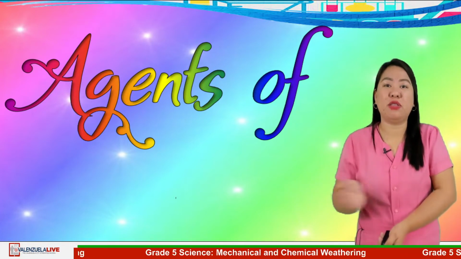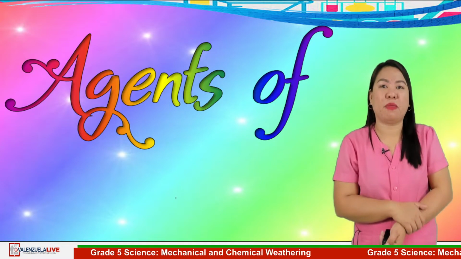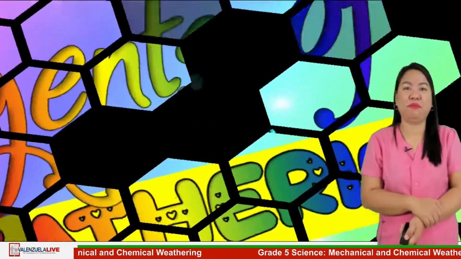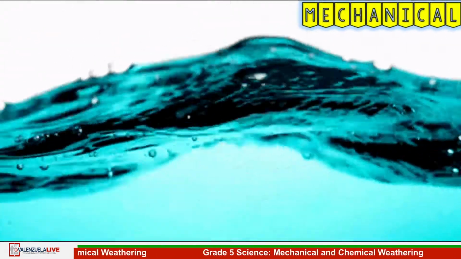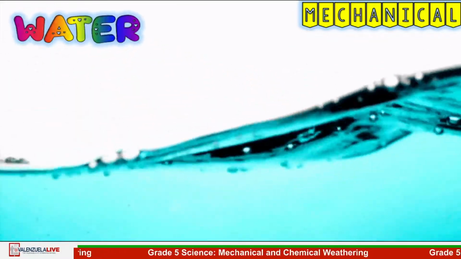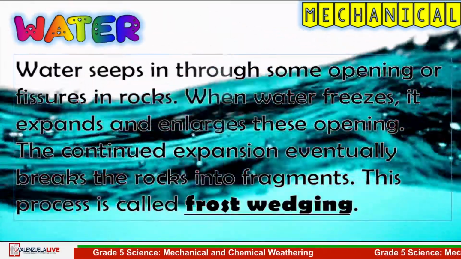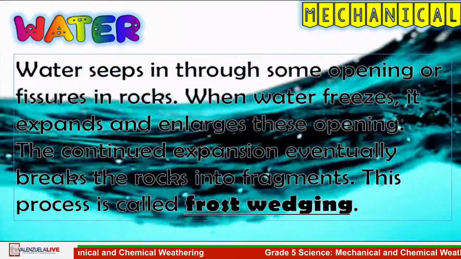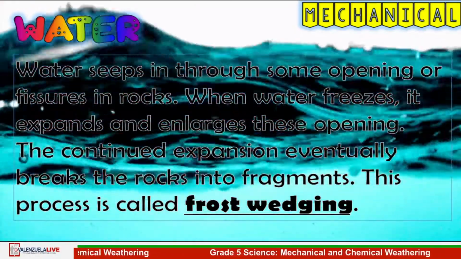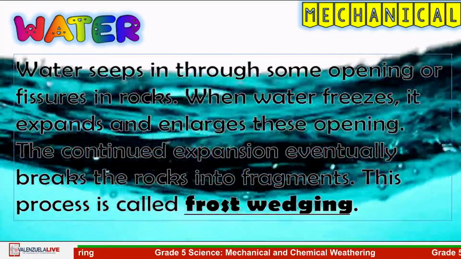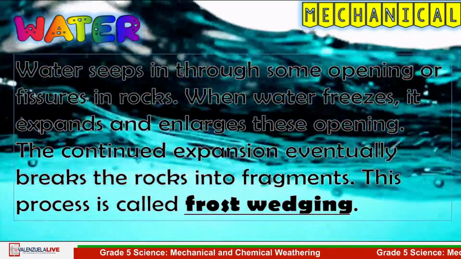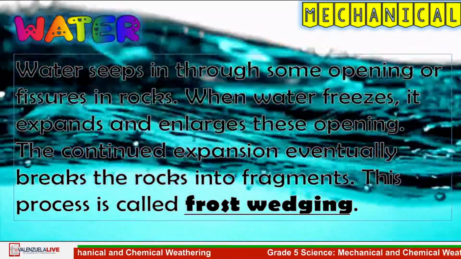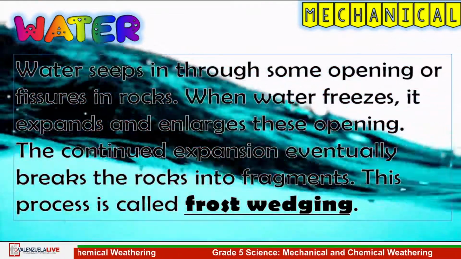Now we are going to discuss the agents of weathering and classify them into chemical or mechanical. Water. It is one of the most common agents of weathering. It can break rocks in different ways, like strong waves or cold water. Water seeps in through some openings or fissures in rocks. When water freezes, it expands and enlarges these openings. The continued expansion eventually breaks the rocks into fragments. This process is called frost wedging.